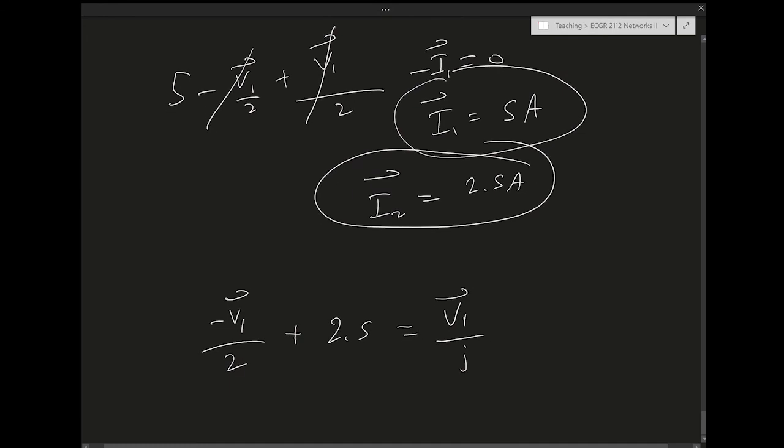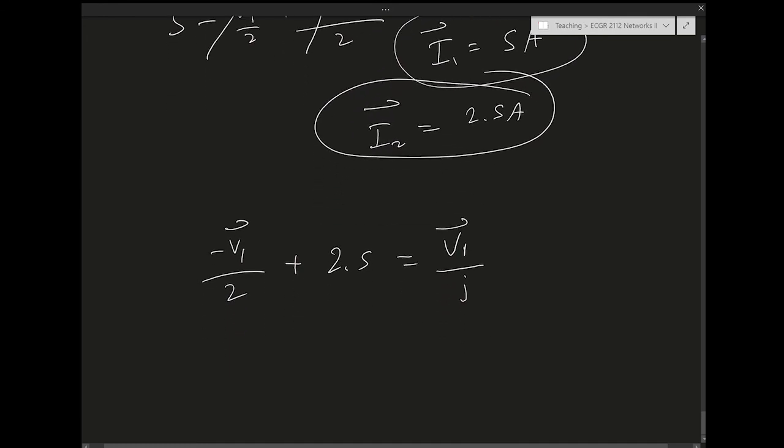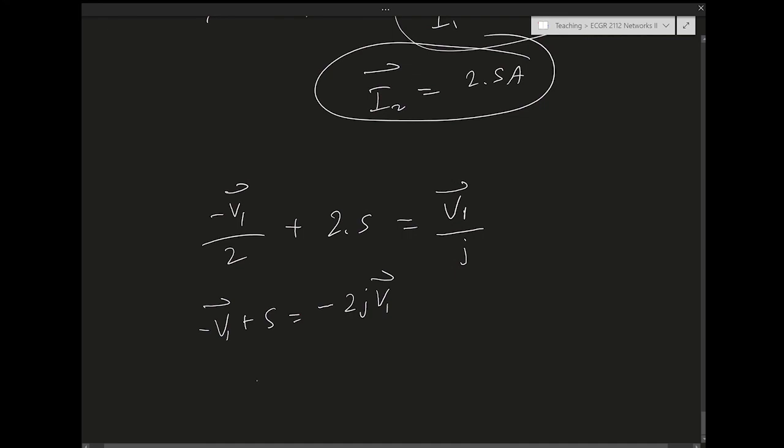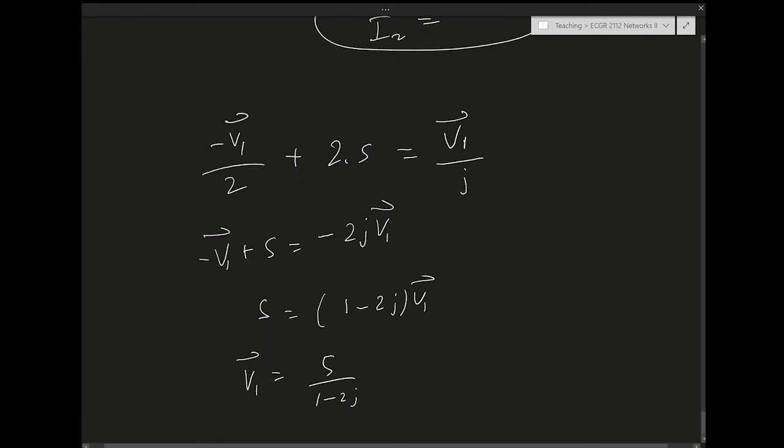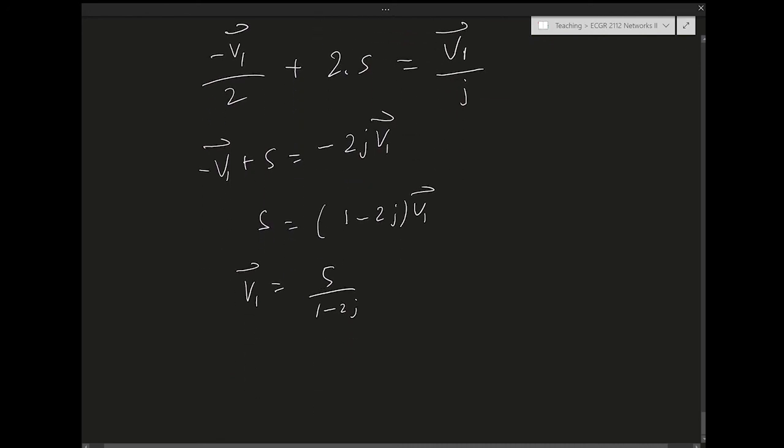Right, this is an equation in one variable. We can easily solve for it. Let me multiply everything by 2. So minus V1 plus 5 equals minus 2J V1. If I take V1 to the other side, I end up with 1 minus 2j times V1 equals 5. So V1 equals 5 over 1 minus 2j. Right, and this equals 1 plus 2j.